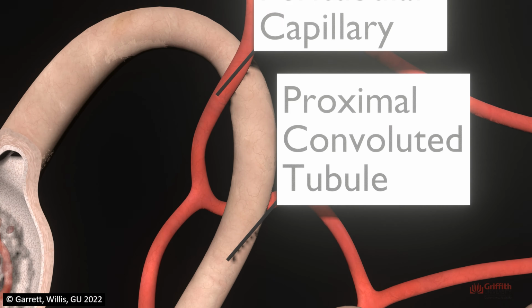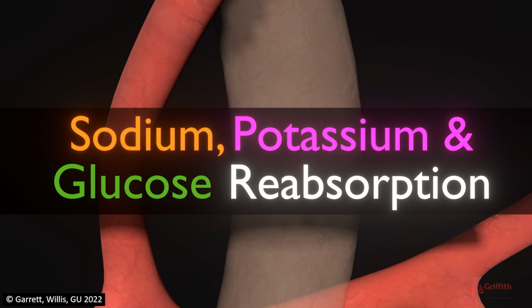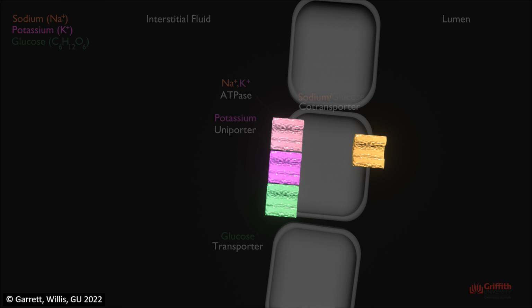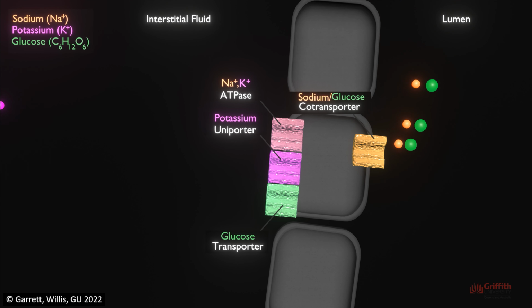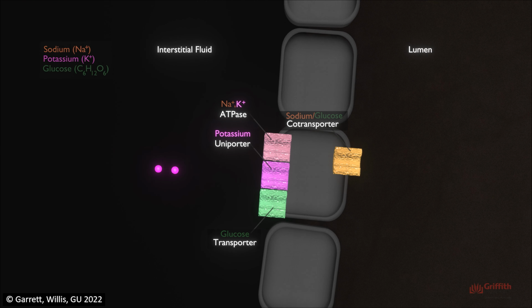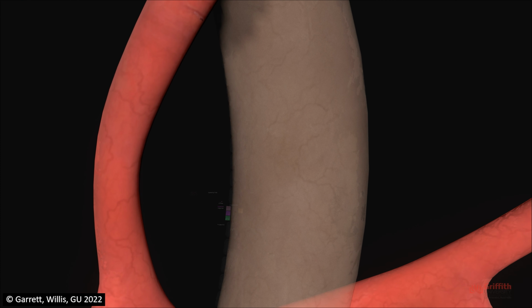The majority of reabsorption occurs in the proximal convoluted tubule. Glucose is reabsorbed through the apical membrane, co-transported with sodium. Glucose then moves through the basal membrane through its own transporter, while sodium is transported via the sodium-potassium pump. Potassium returns to the interstitial fluid via a potassium uniporter. It is the active removal of sodium from the cell that creates the electrochemical gradient that favors sodium entry at the apical side.